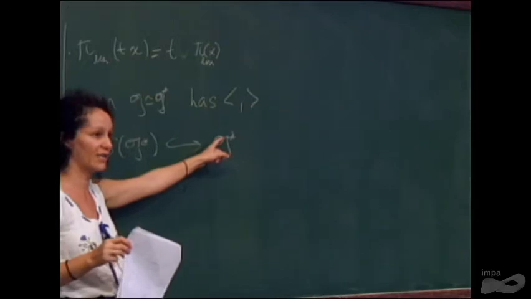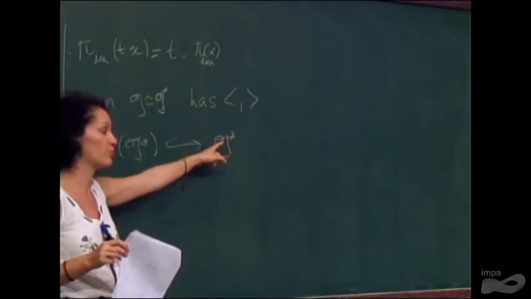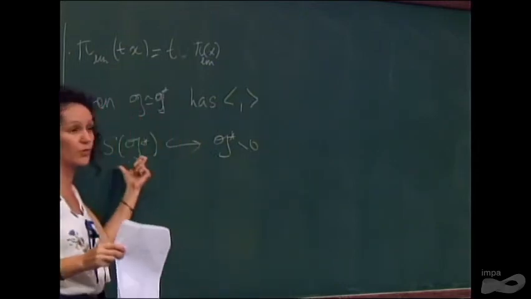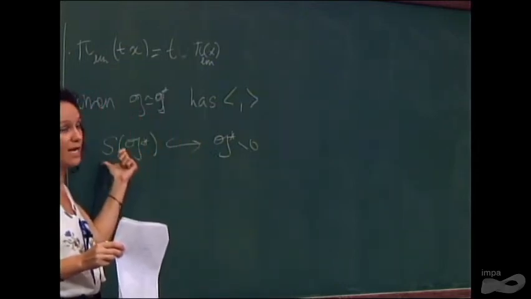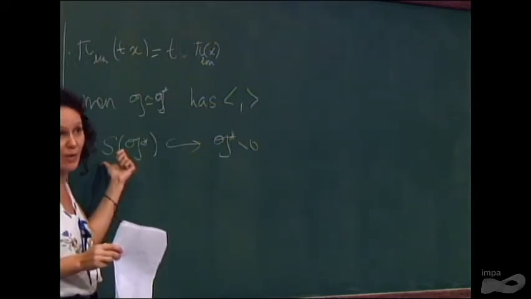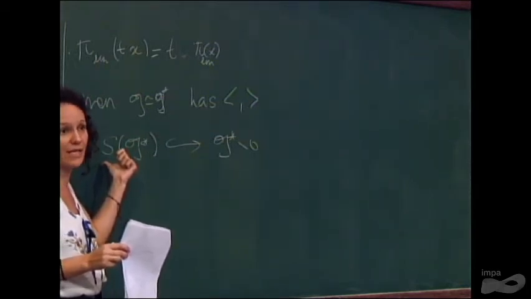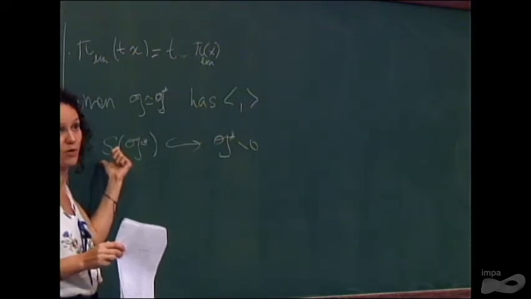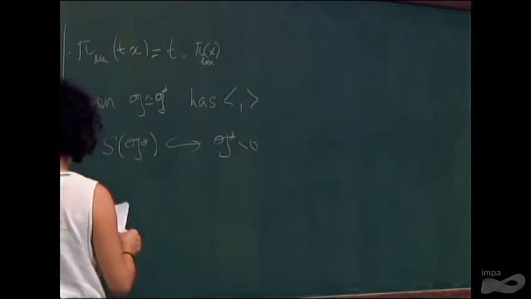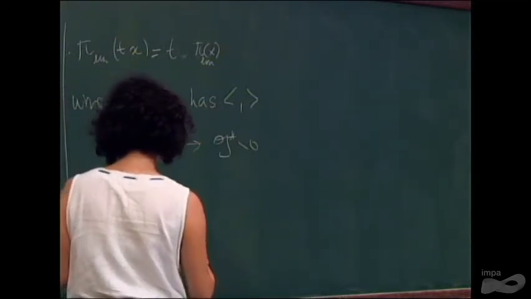And then you ask the following question. Can I restrict my Poisson bracket of G star minus 0, let's say, to a bracket on the spheres? And the answer is that, well, you can define a bracket, but it won't be Poisson. It will fail to satisfy Leibniz.